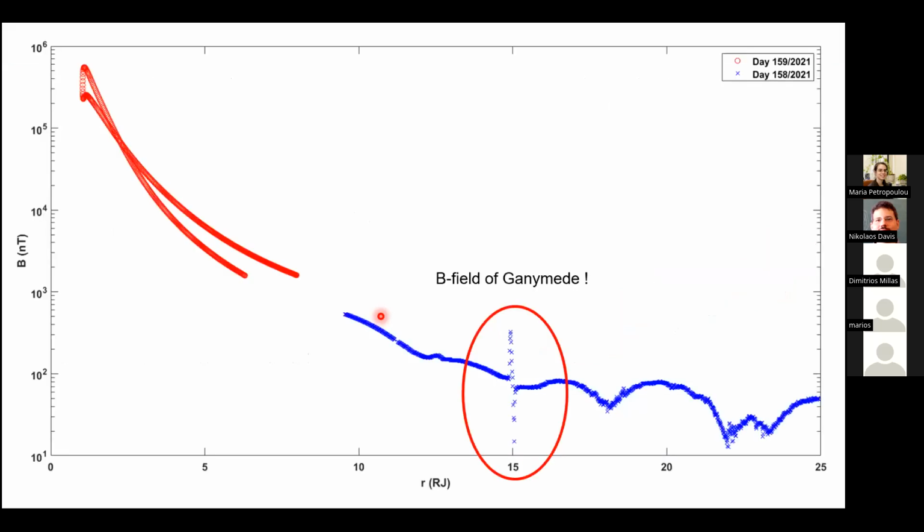Now, why is Ganymede so important? This is a time series of magnetic field measurements of Juno, and you can see that close to its trajectory at 15 Jovian radii, there's suddenly a spike, which is not predicted by any model. This is the signature of Ganymede itself. So Ganymede is the only moon we know so far in the solar system that has its own magnetic field. And we believe it has, to a first approximation, again, a dipole shape.